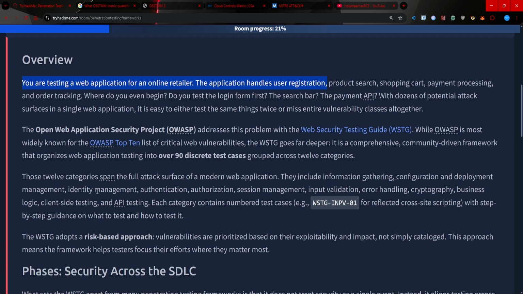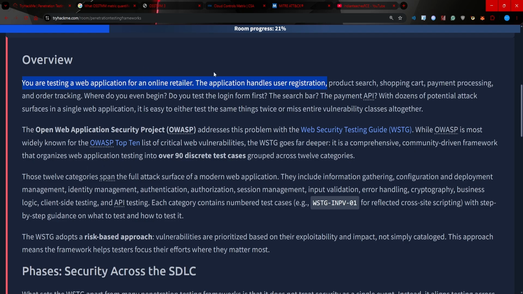The Open Source Web Application Security Project addresses the problem with the Web Security Testing Guide. While OWASP is most widely known for its OWASP Top 10 list of critical web vulnerabilities, the WSTG goes far deeper. It's a comprehensive, community-driven framework that organizes web application testing into over 90 discrete test cases grouped across 12 categories.